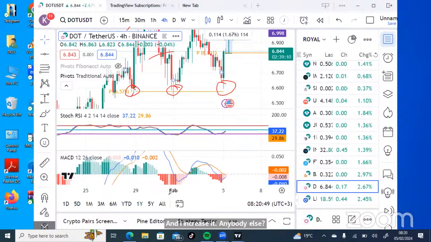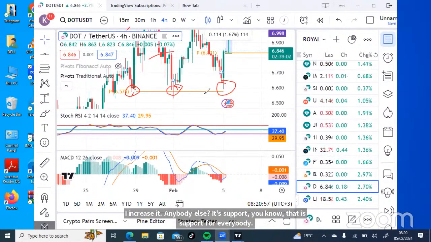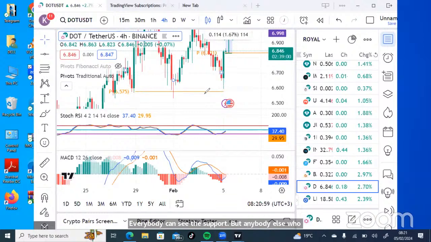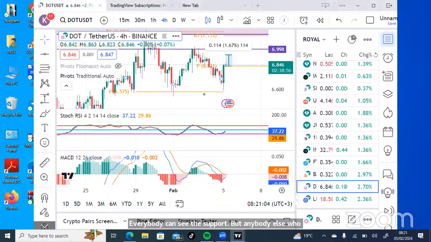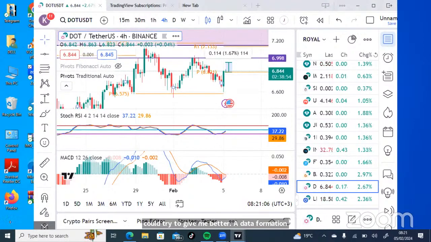Support? No, that is support for everybody. Everybody can see this support. But anybody else who could try to give a better formation? Just double tops, double bottoms, triple tops, triple bottoms. Anybody who remembers such things? And you see now it's gonna move to the upside.